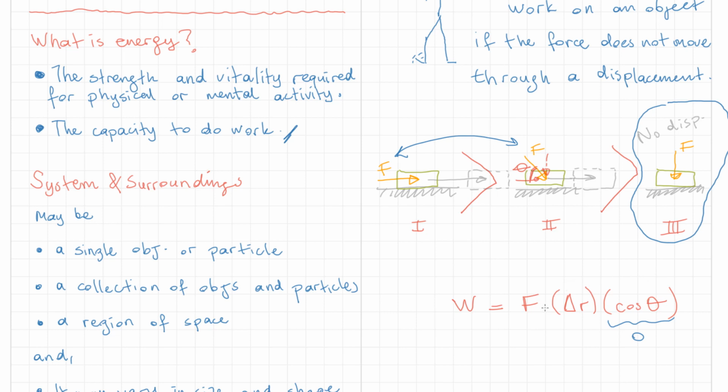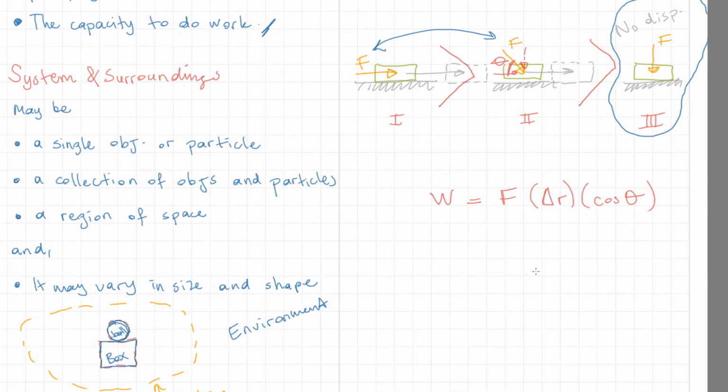Okay, what about the dimension of work? Here I have newtons. Here I have meters. And the cosine theta has no units. Therefore, the dimension of work is equal to newton times meter. And the combination of these two units, newton times meter, has its own name. The combination took its name from the famous physicist James Prescott Joule.